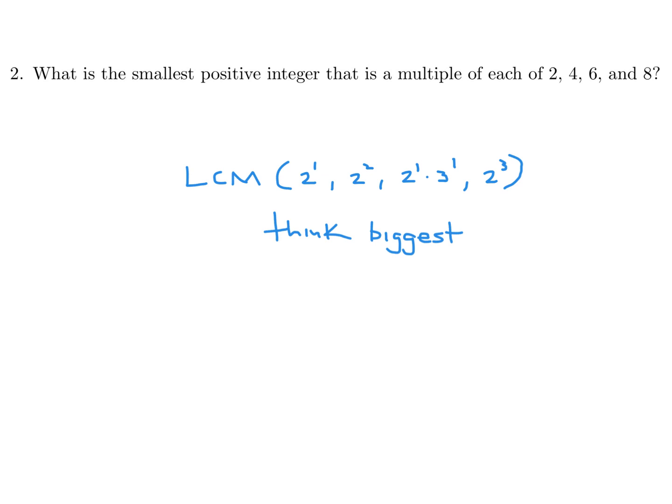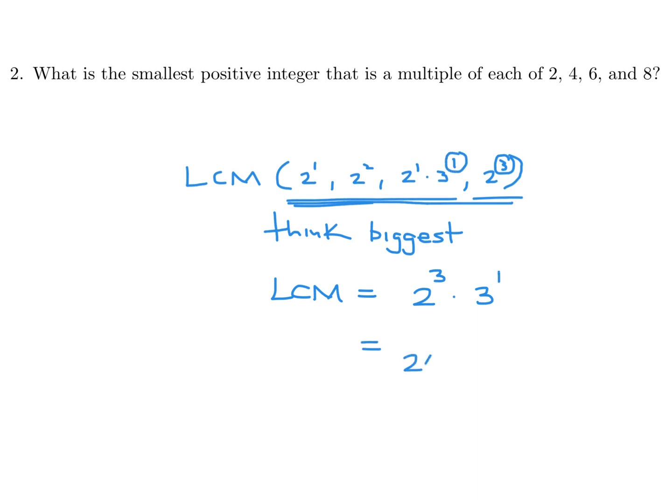So the LCM will be some power of 2 times some power of 3, because those are the only prime numbers up here. And then you think biggest. So you look at the biggest one. So for the power of 2, the biggest power of 2 in this is 2 to the power of 3. So that is what goes into the LCM. Now with 3, same thing. What is the biggest power of 3 up here? It's just 1. So that's what you put there. And that is the LCM. And that's going to be 8 times 3, which is 24.